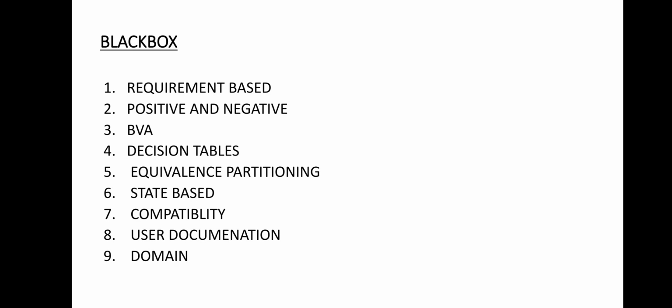That means we consider that our system is a black box. We are giving inputs, and if we are getting the desired outputs, then it's okay. And if we are not getting the desired outputs, then there is an error. That means the result is to be taken for testing.